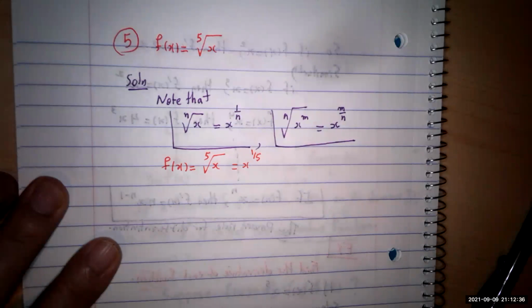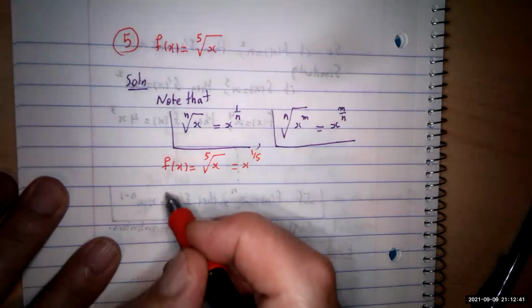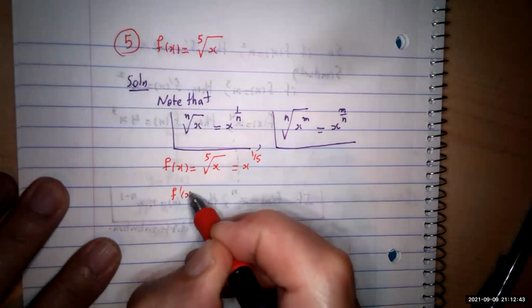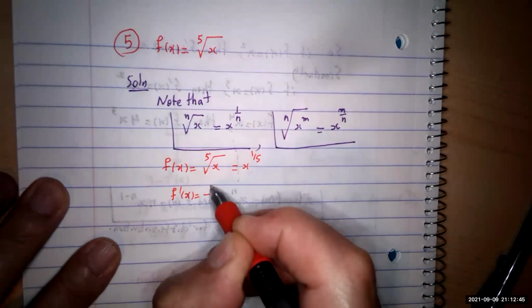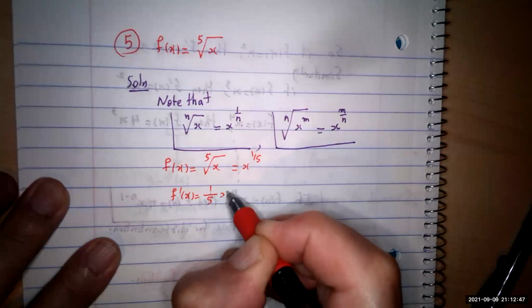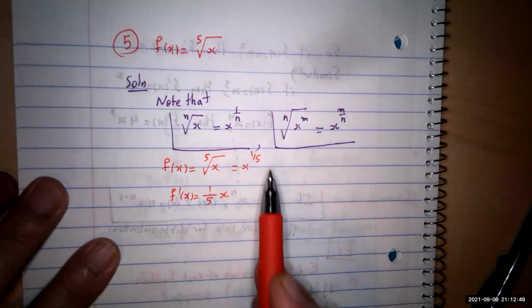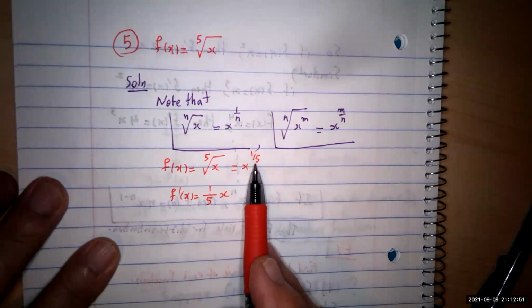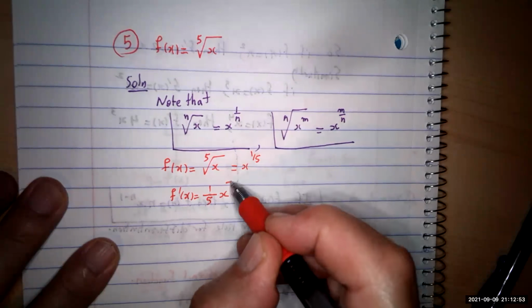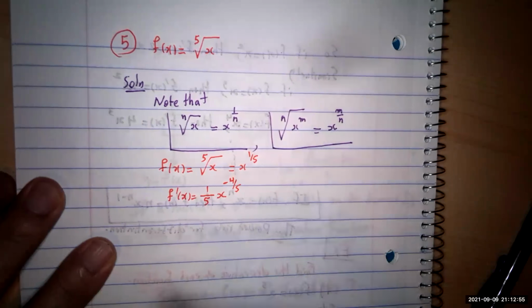Derivative of x to the 1/5: you bring the 1/5 down, then 1/5 minus 1. So f prime of x is equal to 1/5 x to the 1/5 minus 1, which is like 1 minus 5, which is a -4. So -4/5. And then you're done.